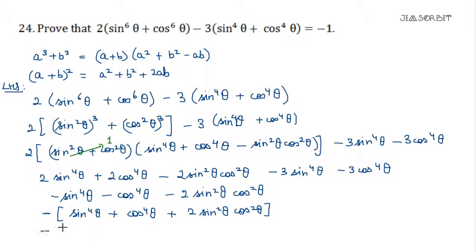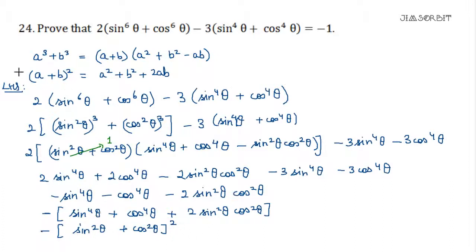It is (a plus b) whole square. I have considered a as sine square, so I'm writing (sine square plus cos square) whole square. Just see, this will come as sine square square, which will be sine to the power 4. Cos square squared will be cos to the power 4. And 2ab will be 2 sine square cos square.